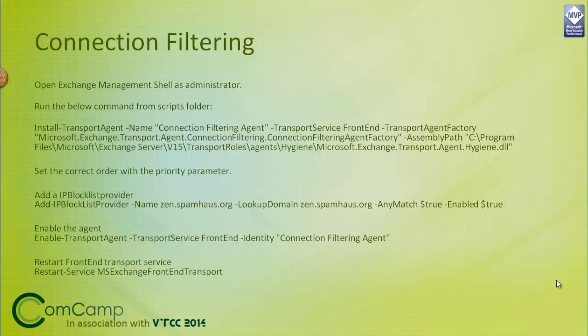Then the next step is to configure the IP block list provider. This is very useful. One of the orgs, spamhost.org, provides the IPs which you can block based on their analysis of which IP is spam, or anyone reports any spam. Based on that, they build a list and provide it to every organization which subscribes in this way. So you have to run this command: add IP block list provider, name of the blacklist provider, lookup zone, and if it matches, enable it.